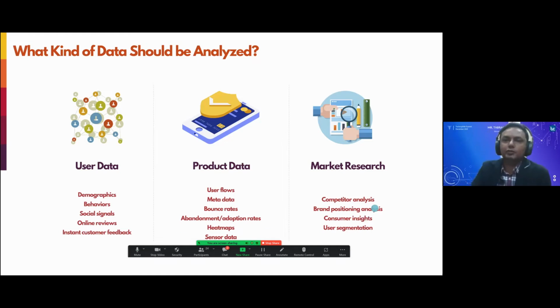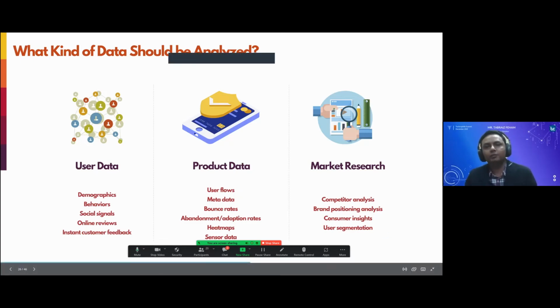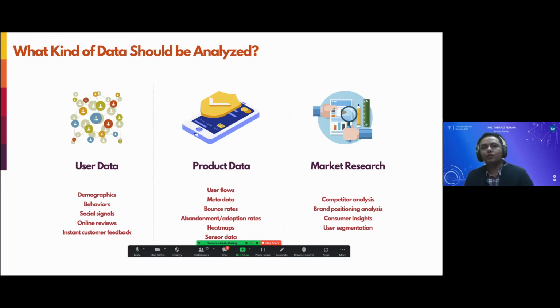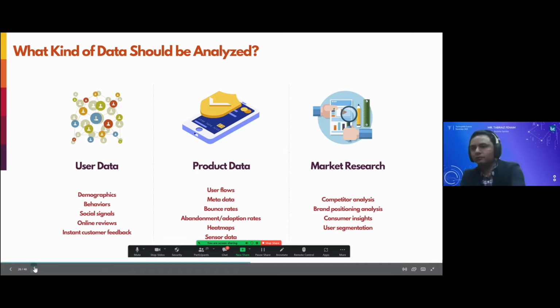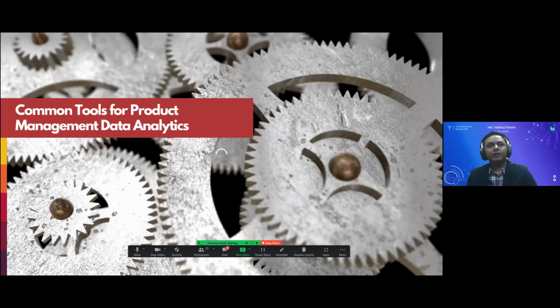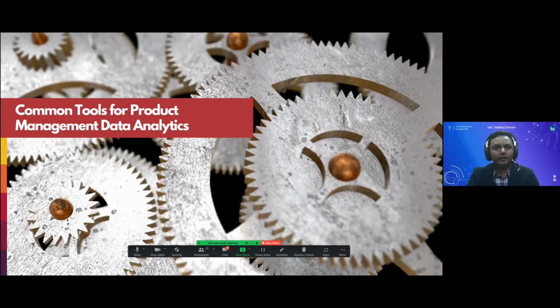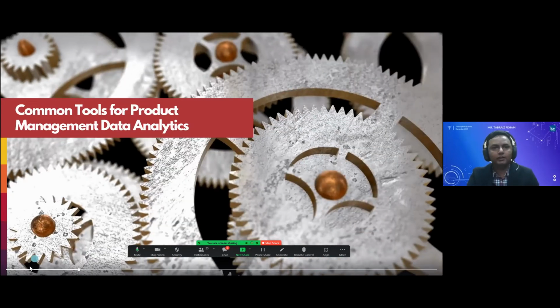And then finally, you should be looking at market research and competitor analysis. I have a very good example on that. Brand positioning analysis, consumer insight, user segmentation. So these are the kinds of things that you should be looking at. Being a product manager, you should be hands-on with all these kinds of data sources and be able to process them and get insights from all this data. So right away, we will start looking into some of the tools that I've been using hands-on over the years.